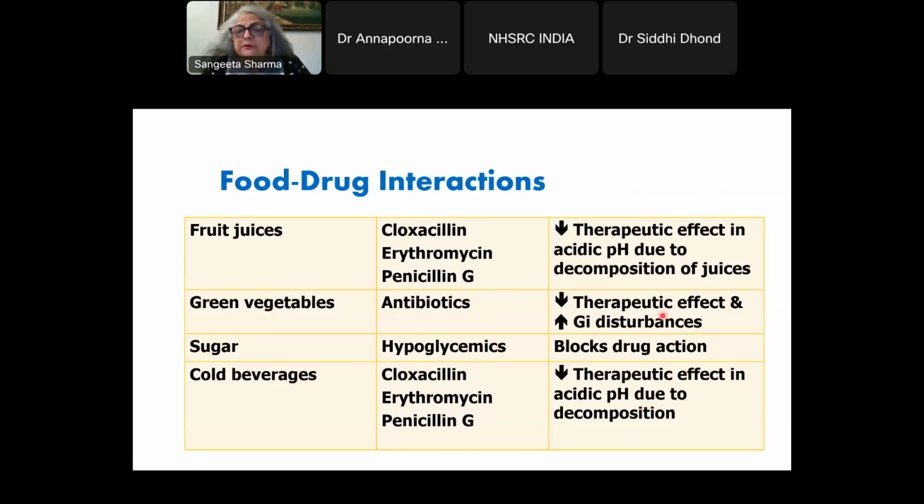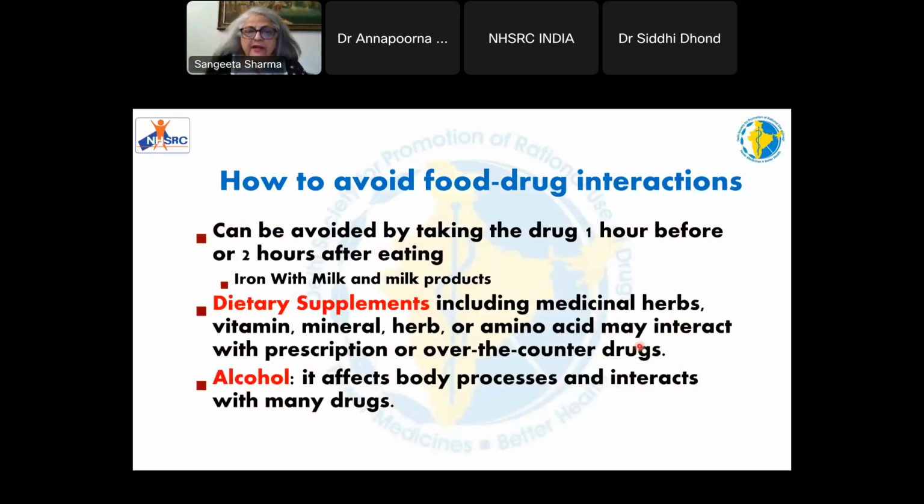Green leafy vegetables again can lead to decreased sugar. Many of the patients think that since they are on hypoglycemic agents, they are already taking these medicines, so they feel free to take sugar also. But we know there is an antagonism here. Hypoglycemics are reducing sugar levels, whereas sugar, especially the refined sugar that we take, will antagonize. So it blocks the drug actions.